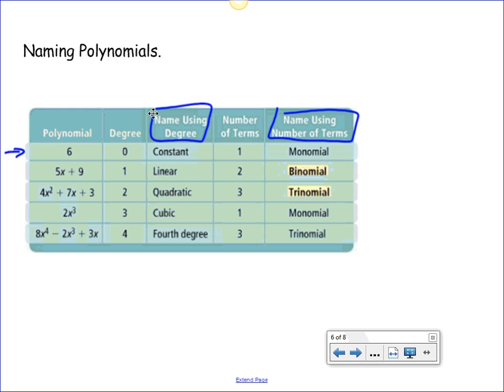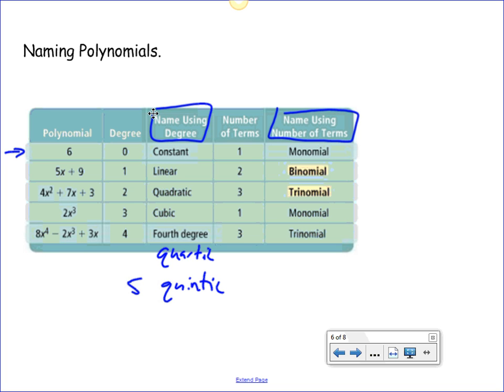Degree 3, the next one down, is called a cubic. And then the next one down, degree 4, it's 4th degree. Sometimes we call it a quartic. And then degree 5 is a quintic.